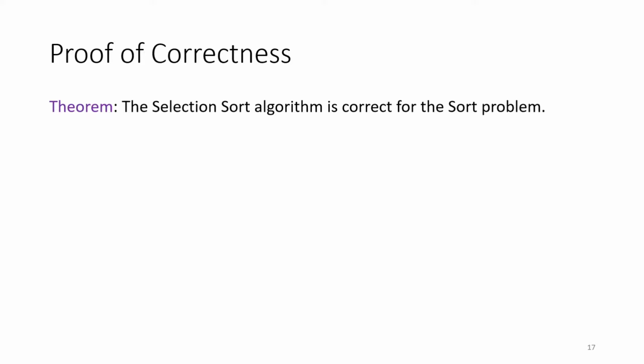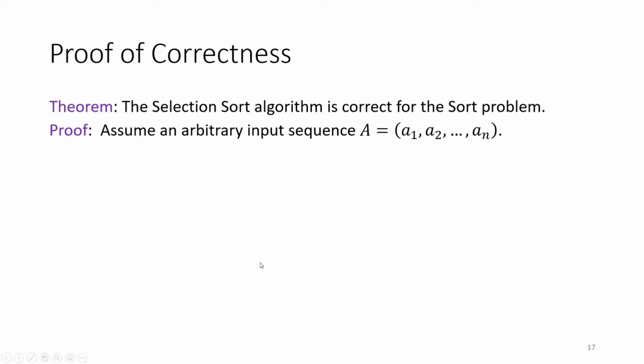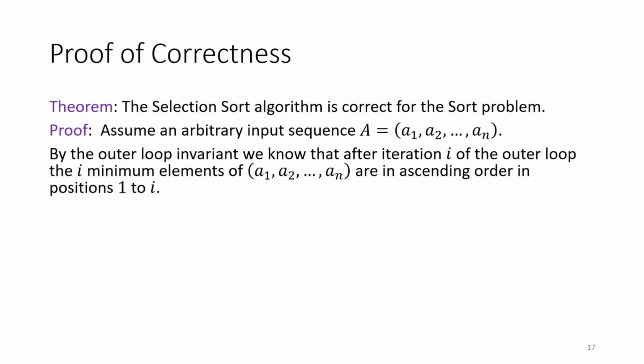Again, in our proof of correctness, we've done most of the heavy lifting in our loop invariant. So here we just need to focus on what remains, which is starting with an arbitrary input. Let's say someone handed us an input sequence of integers like this. And then we want to apply our outer loop invariant. By the outer loop invariant, we know that after iteration I, we've got the I minimum elements in the right positions.